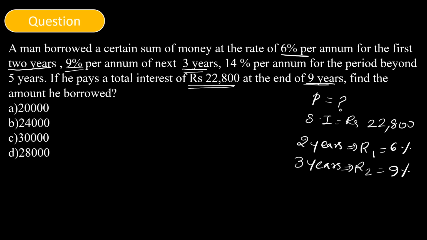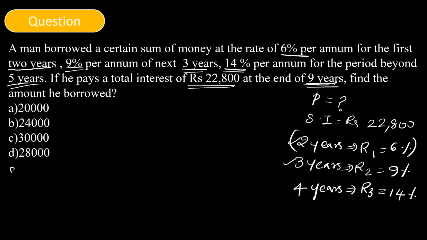And the period beyond 5 years, that is the remaining, since the total is 9 years. So this is 2 years, 3 years, the remaining is 4 years. For the remaining years the rate R3 is 14%. So we have to find the principal amount. So we'll write the formula for 2 years. That is, simple interest is equal to P into R is 6%, that is P into 6 into time is 2 years.